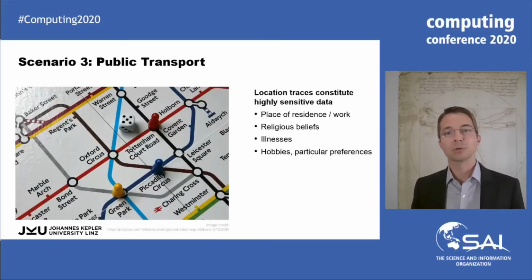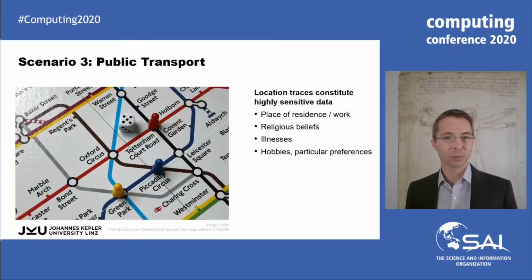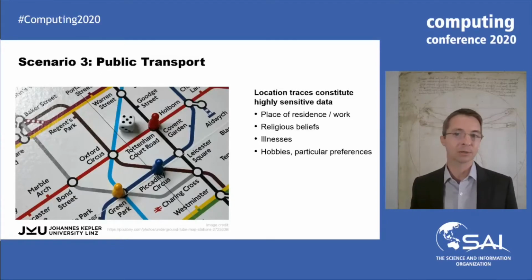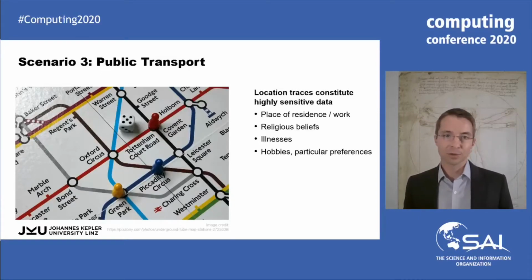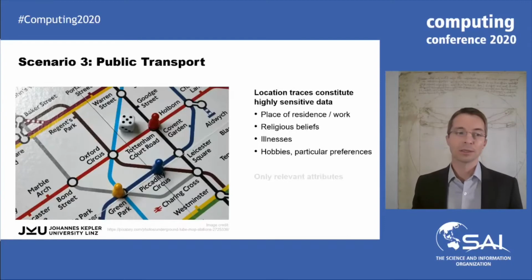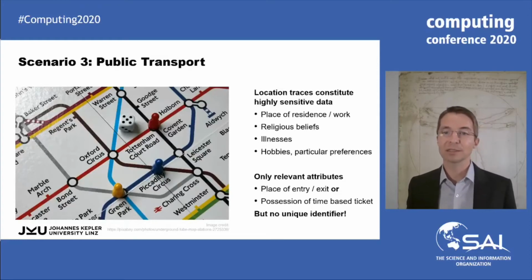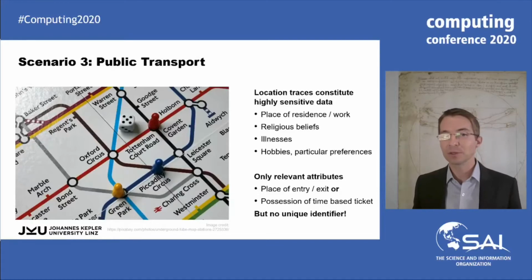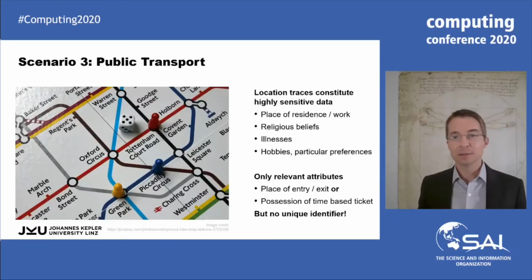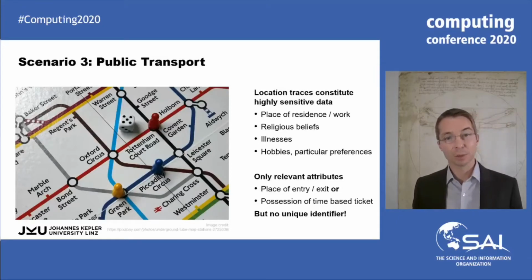Transmitting a complete location trace to pay for the use of public transport with our smartphones therefore seems completely overblown and out of proportion. With a well-designed digital authentication system, that also isn't necessary. The only relevant attributes are the place of entry and exit, or for a particular journey, or even better yet, a proof of possession of a valid time-based ticket, such as a monthly subscription pass. To prevent linking multiple journeys together, it is important that verifiers in the domain of the Public Transport Agency don't receive any unique identifier as part of these transactions.